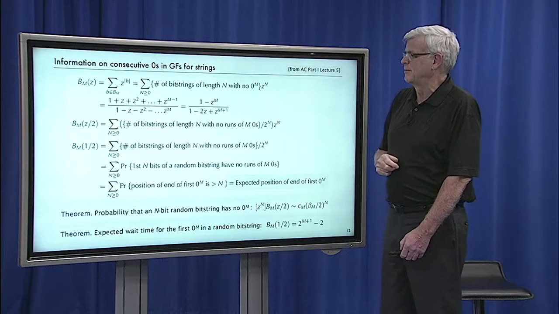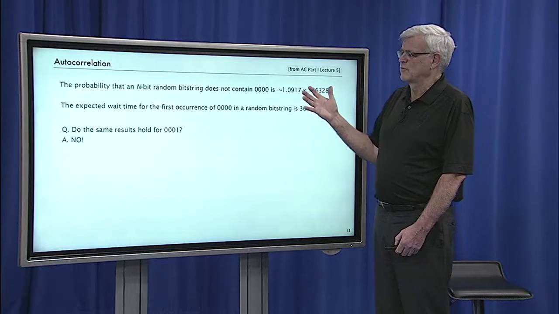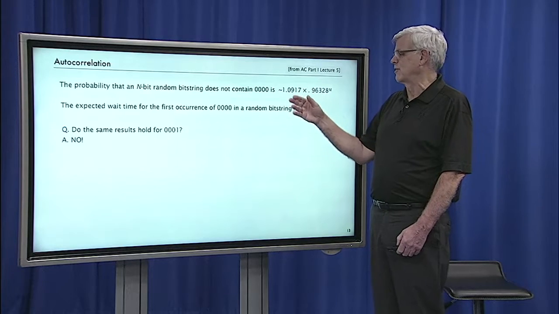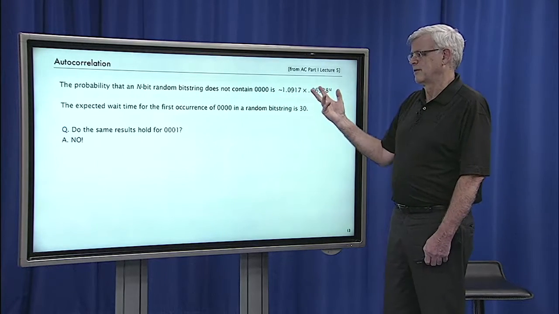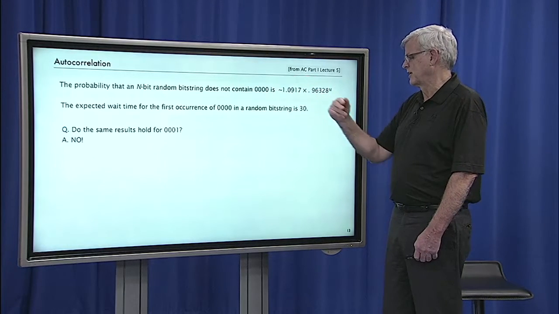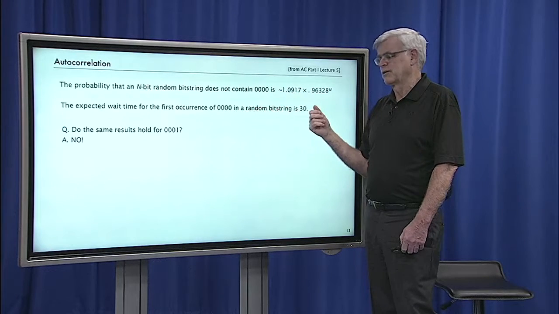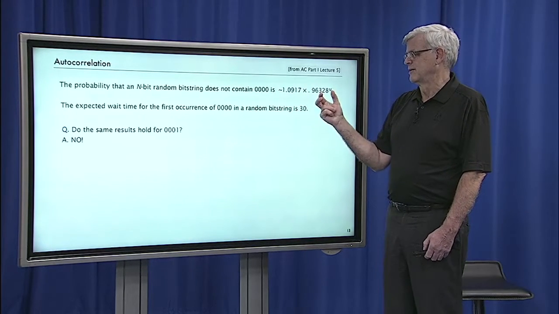And that's a simple probability calculation. This is interesting to think about because if we go to different patterns that are not necessarily all zeros, we calculated the probability that a random bit string doesn't contain 4 zeros and showed that the expected wait time for 4 zeros is 30. What about for 001 or some other pattern?